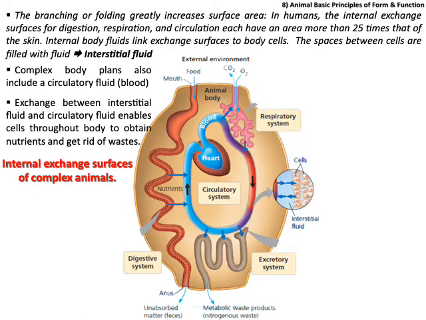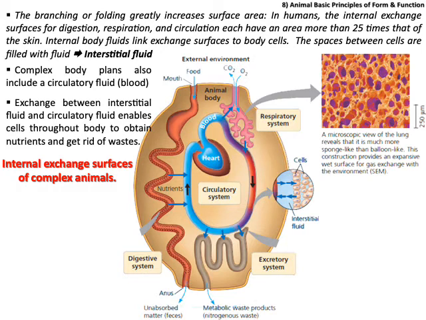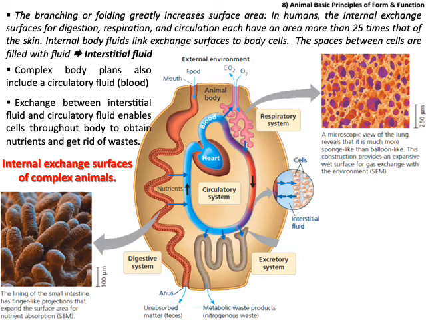So in this figure, there is a diagram showing the internal exchange surfaces of a complex animal. You can see the different systems are represented as a sketch. For the respiratory system, it appears that it's branched as well. Under the microscope, it appears like a spongy shape, and this enables the branching for the exchange of gases.